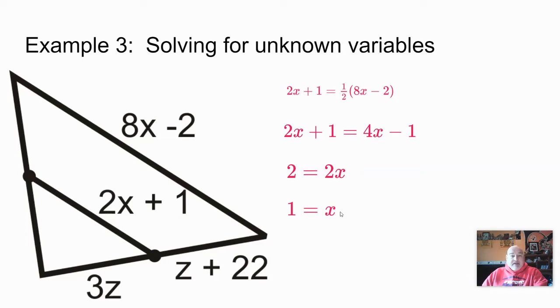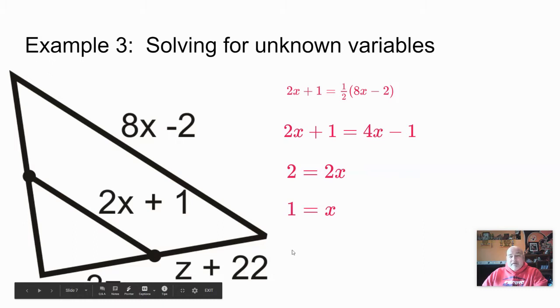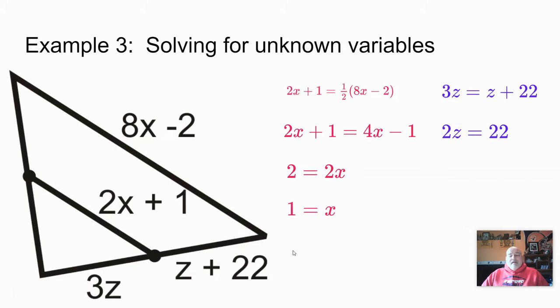Now, to find z, since this is a midsegment, that means this is a midpoint, and these two pieces are congruent. So 3z has to equal z plus 22. We'll subtract z on both sides to get 2z equals 22, and thus z equals 11.